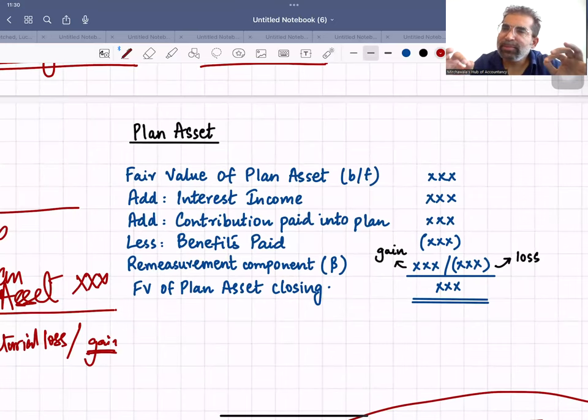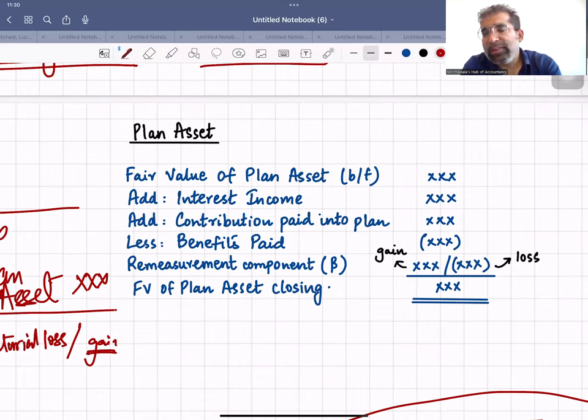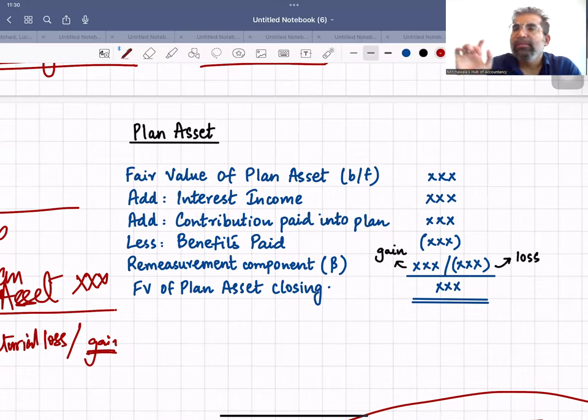Now, the next account is plan asset. Obviously, we have given such big benefits to employees, so we need to prepare for it. And I'll explain that this preparation is mandatory in some cases, for some countries. So you will open a plan asset account. The employer will open a plan asset account. Normally, this plan asset account is totally separate from the company.